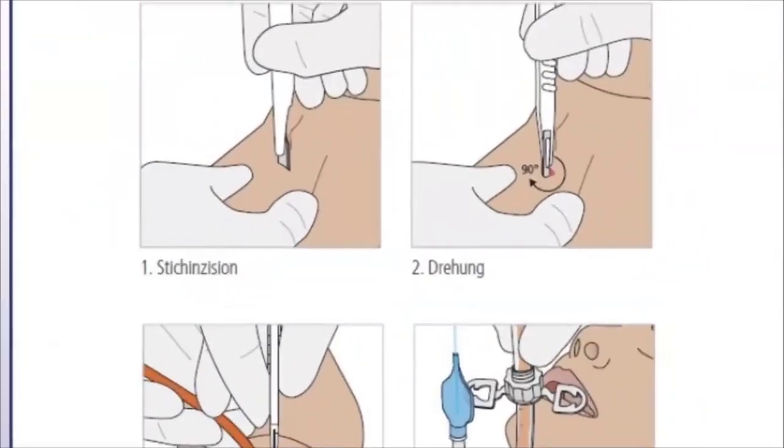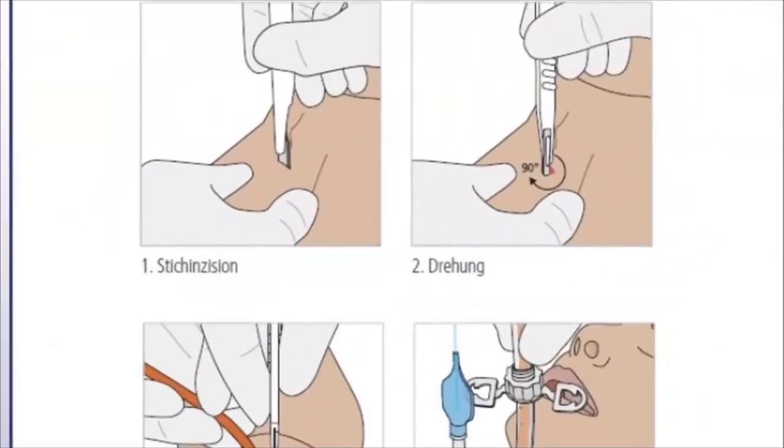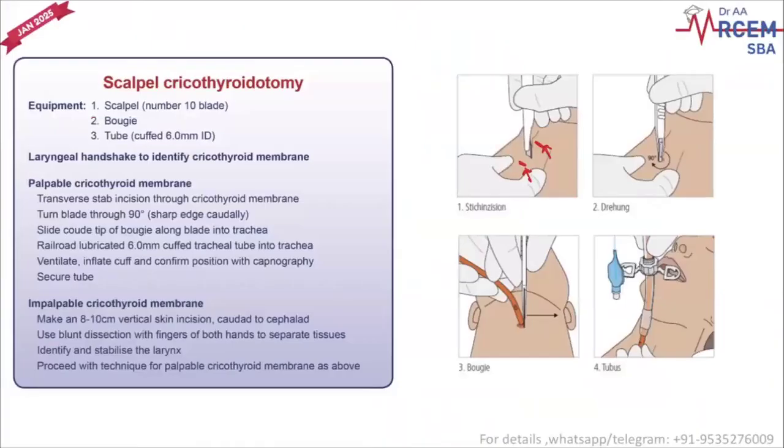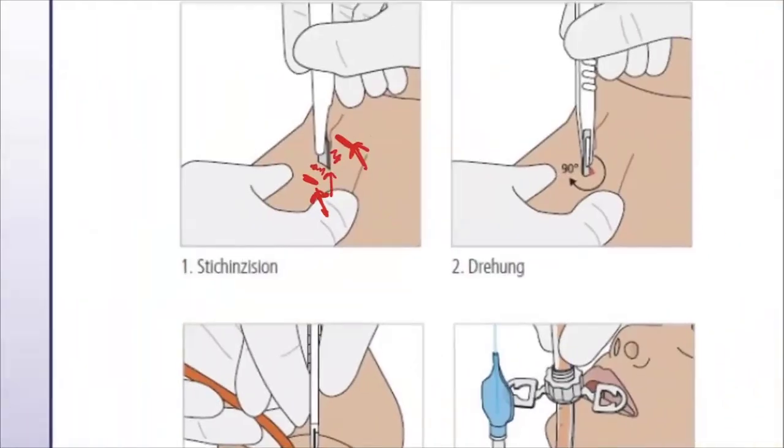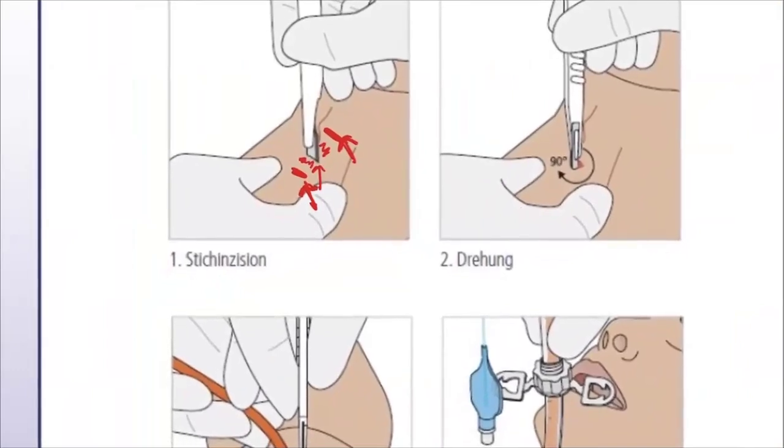In scalpel cricothyroidotomy, first you palpate the thyroid cartilage, then you palpate the cricoid cartilage and stabilize it. In between the thyroid cartilage and the cricoid cartilage is the cricothyroid membrane. This is the cricothyroid membrane. You make a horizontal stab incision as shown here in the picture. Once you've made the stab incision, rotate your scalpel by 90 degrees. Once you rotate the scalpel by 90 degrees, the incision you have made opens up.